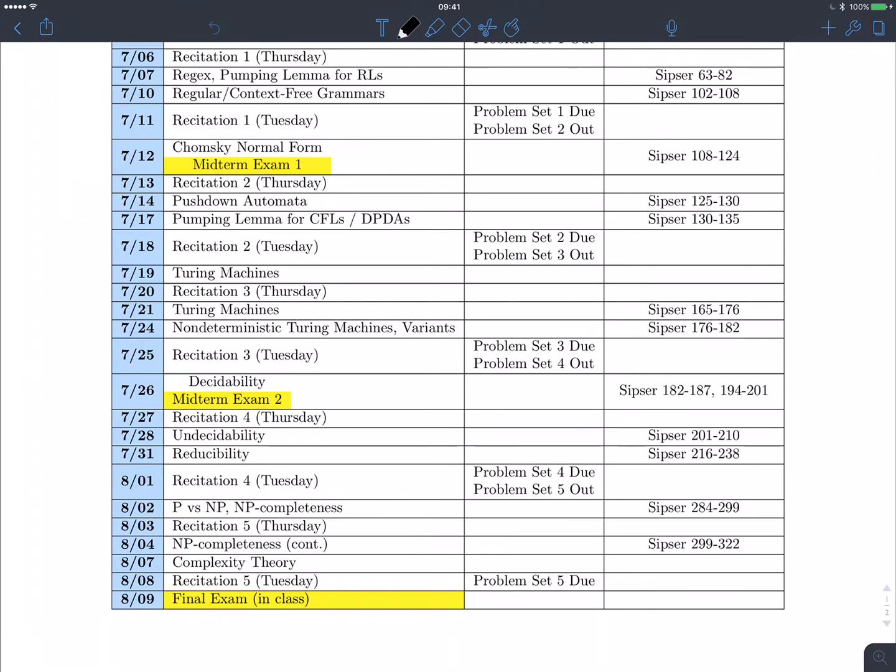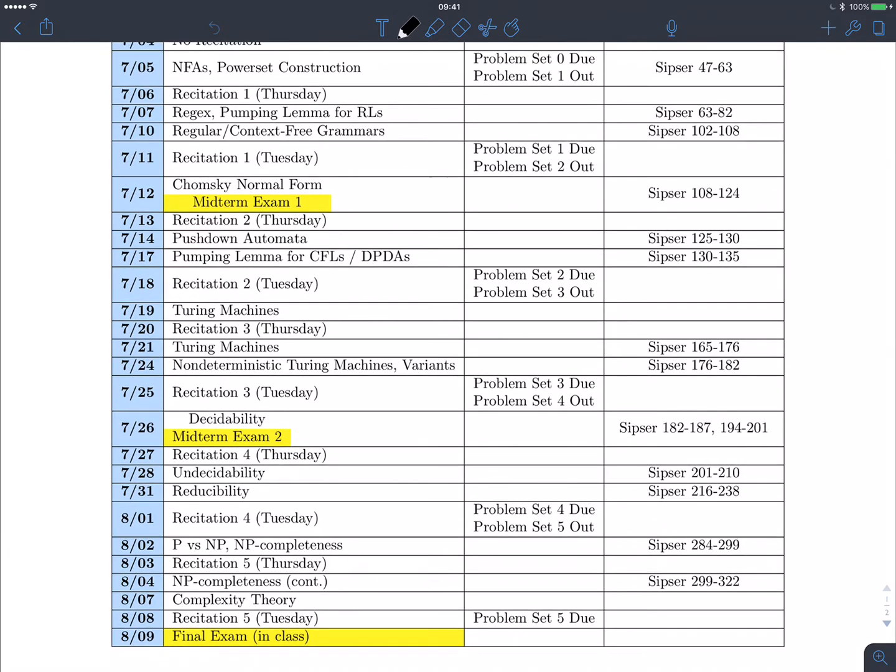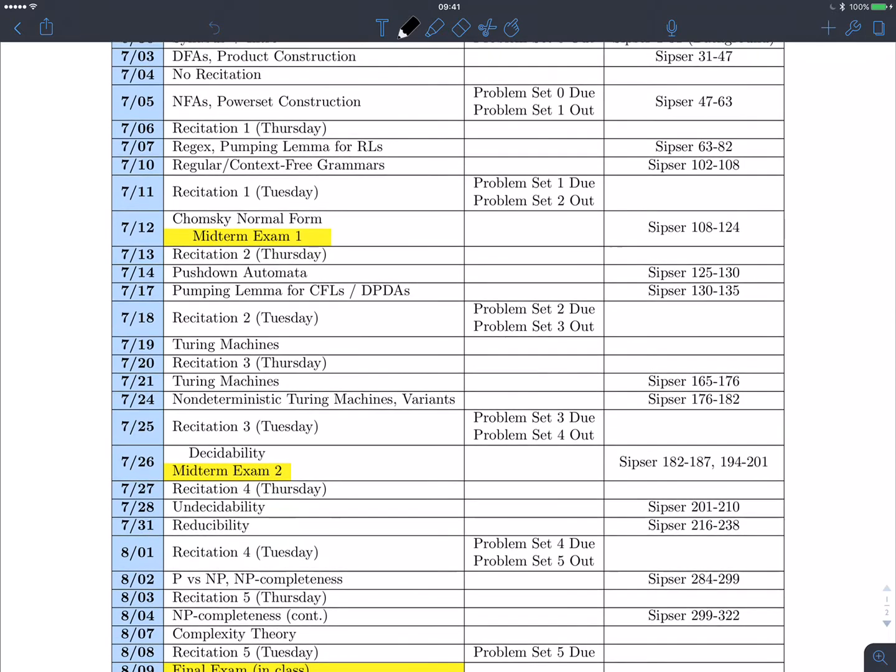Okay? And the stuff covered the same day, will that be on the midterm? What I guarantee is that the things covered by the end of the previous class will be there. For example, Chomsky normal form will not be on midterm 1. Whatever I cover that day in the first hour will not be on the exam. That'd be too ridiculous. Yeah, good point. Any other questions about the schedule?